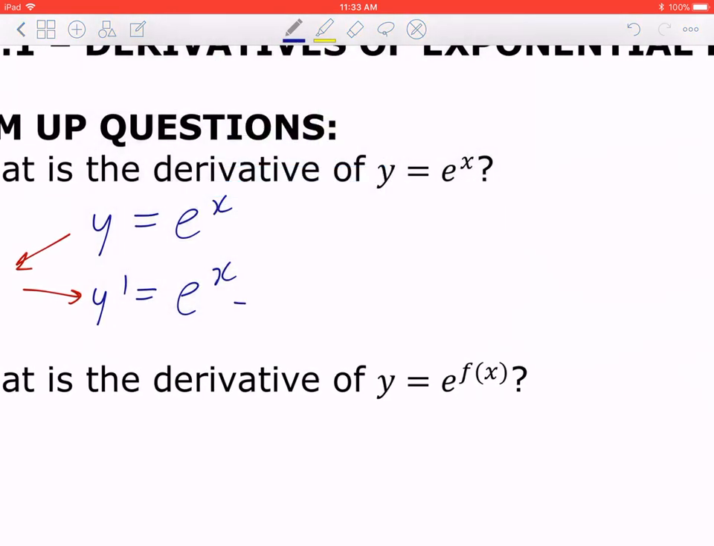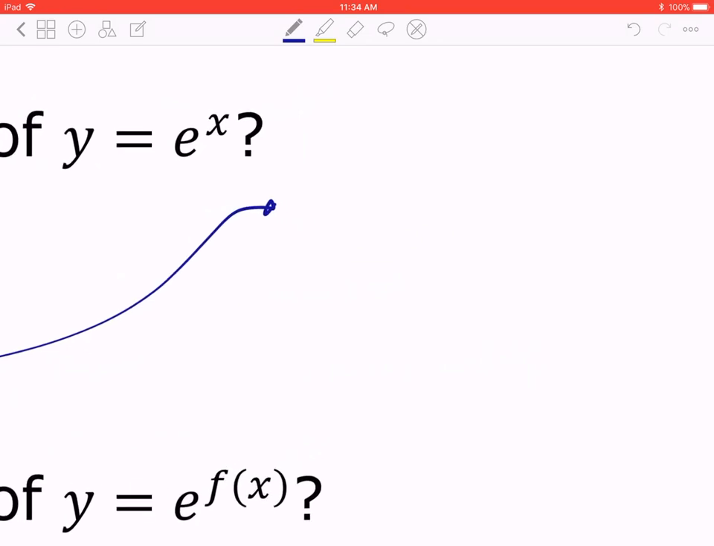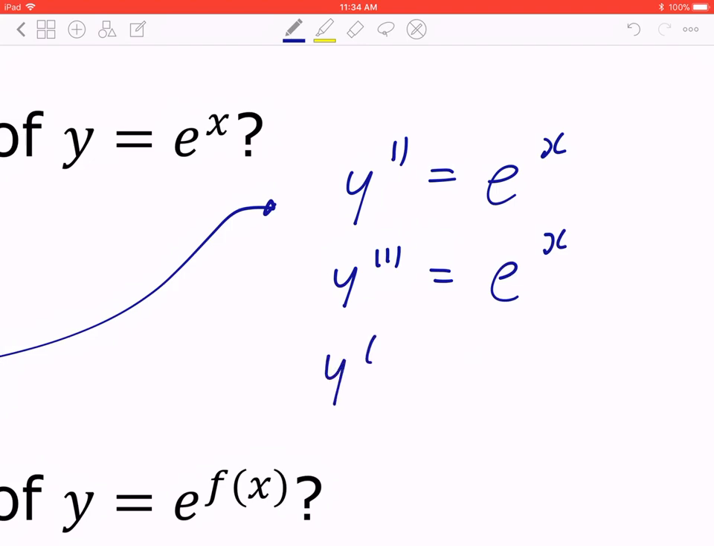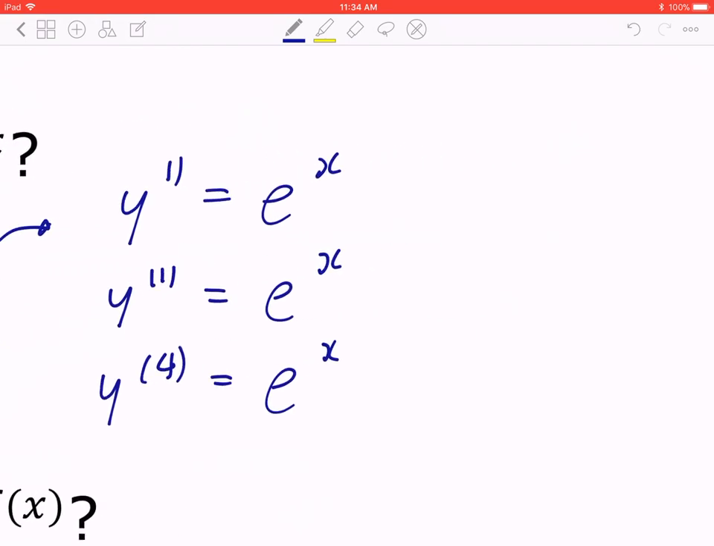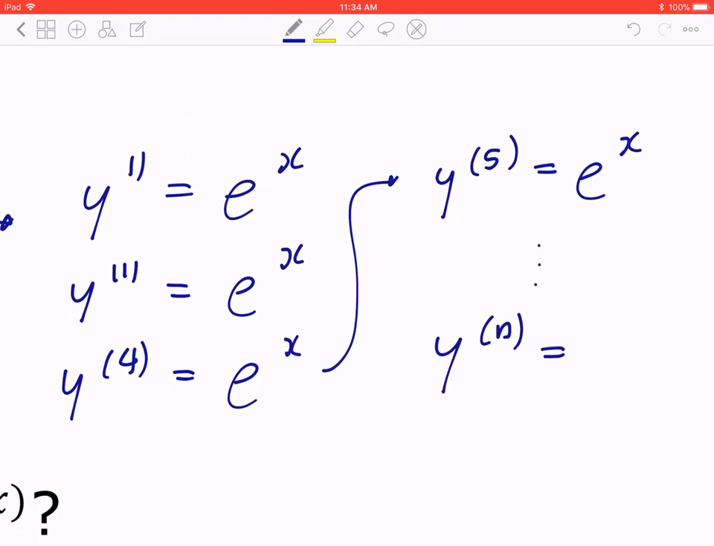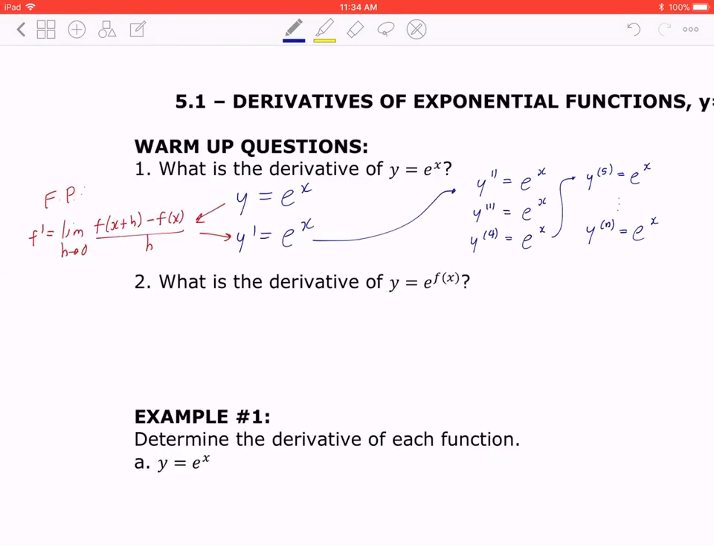Now, of course, this is a function where if you keep going and you find a second derivative, it is also e to the power of x. If you find the third derivative, again, it is e to the power of x. The fourth derivative, again, e to the power of x. The fifth derivative, e to the power of x. And if you look at the pattern, if you kept going to the nth derivative, it is still going to be e to the power of x.